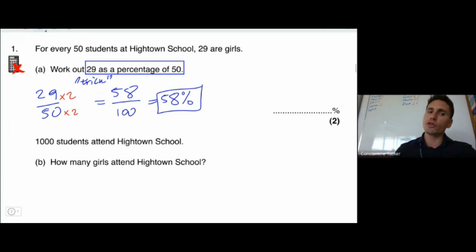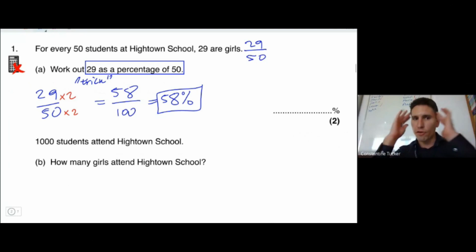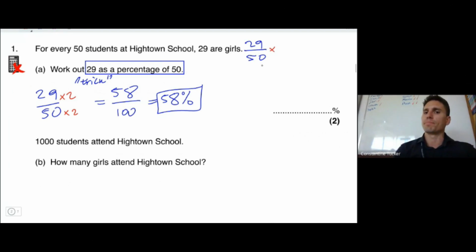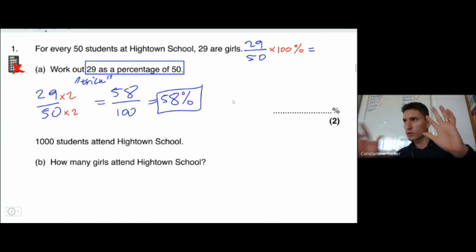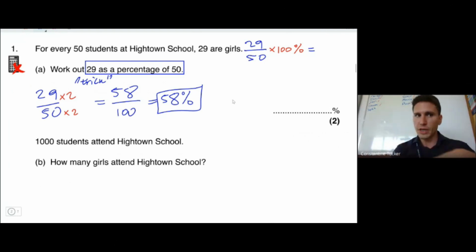Now, another way of doing this, an equivalent method that always works. You take that fraction, so you always write your expression as a fraction, and you multiply that by 100%. So if we multiply this by 100%, let's see. Is there anything we can simplify with the 100 and the 50 here? Could we do a kind of a simplification? Yes? No? Maybe?